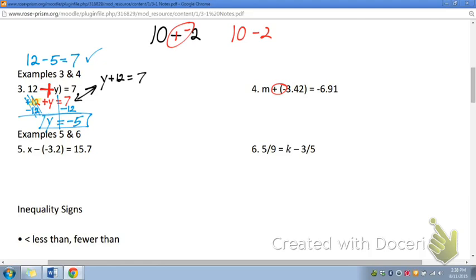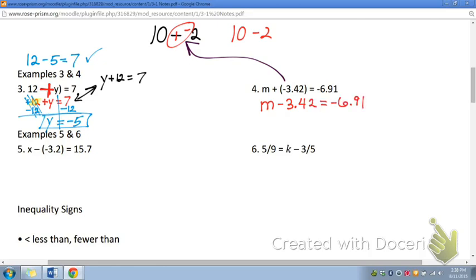Okay, over here with example number 4, again, you have a double sign here. You have a plus, a negative. But again, all plus a negative really means, if you go back up here and think about my example, is just subtraction. So this problem really is just m minus 3.42 equals negative 6.91.